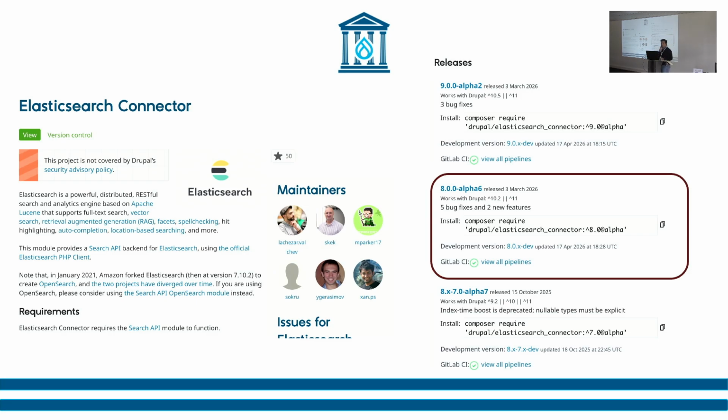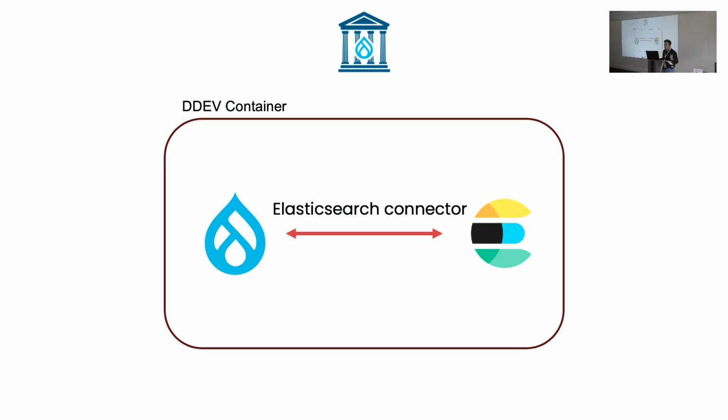As I said, the module that we'll use is the Elasticsearch Connector, but we have three options here. We will use the middle one because, as I said, the major Elasticsearch version that we will be working on is 8.19, and the middle one, 8.0 Alpha 6, is the one that supports this Elasticsearch version. So what we have so far: we are in the ddev container, of course. We have the Drupal instance, we have Elasticsearch, and the Elasticsearch Connector module with the Search API to do the communication.